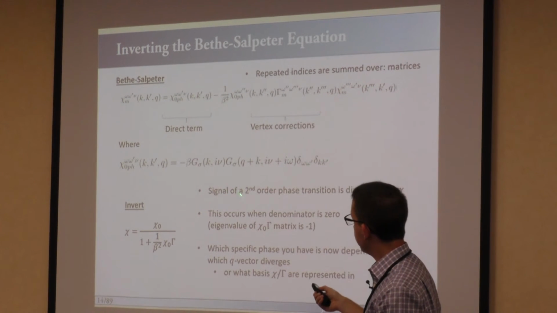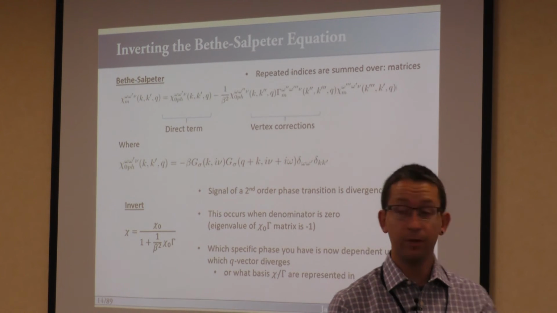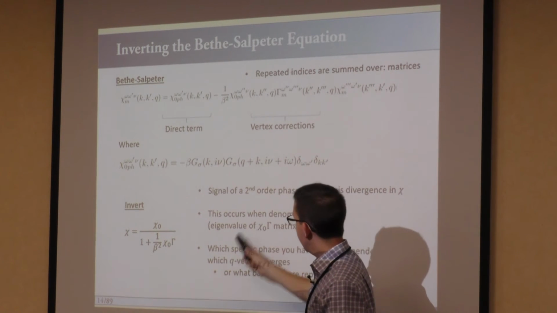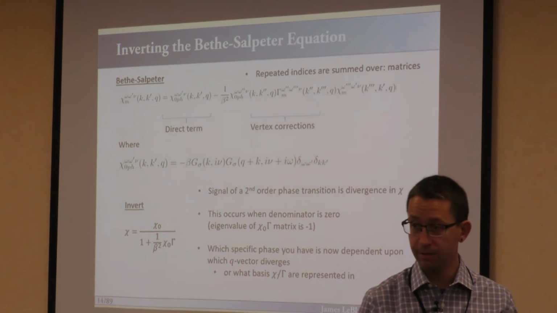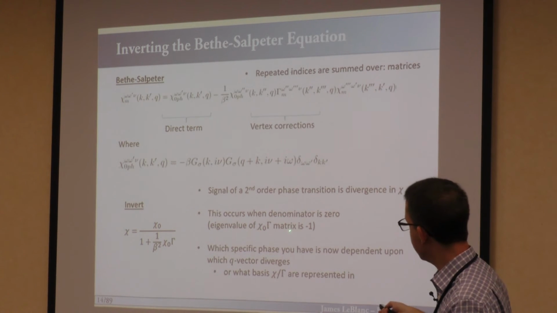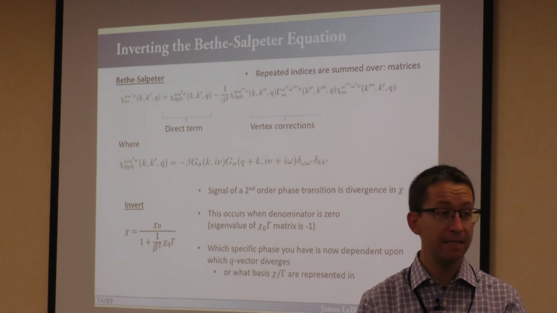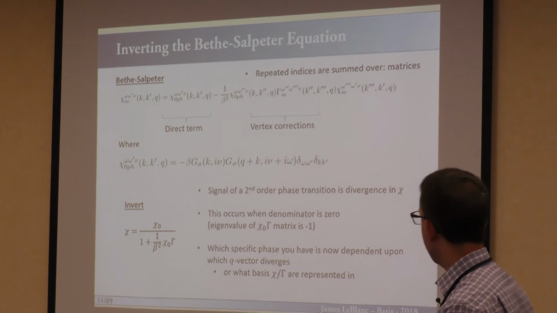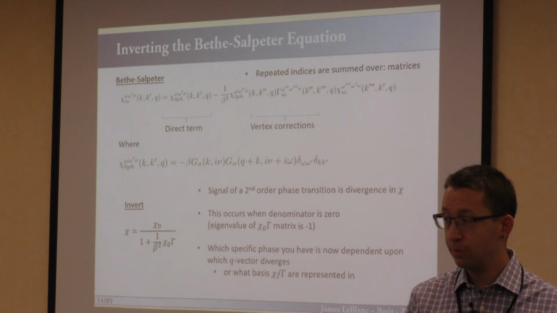So I mentioned before that the signal of a second-order phase transition is a divergence in chi, and that has to do with a diverging correlation length. And so in this formula, you would get a divergence when the denominator, or the inversion of the Bethe-Salpeter equation, diverges. So that happens when an eigenvalue of the chi0 gamma matrix gives a -1, which it might. And I say eigenvalue because you have to be in some basis where that multiplication of things happens to be diagonal. At the point that any eigenvalue diverges, you must have a phase transition. They don't all have to diverge.